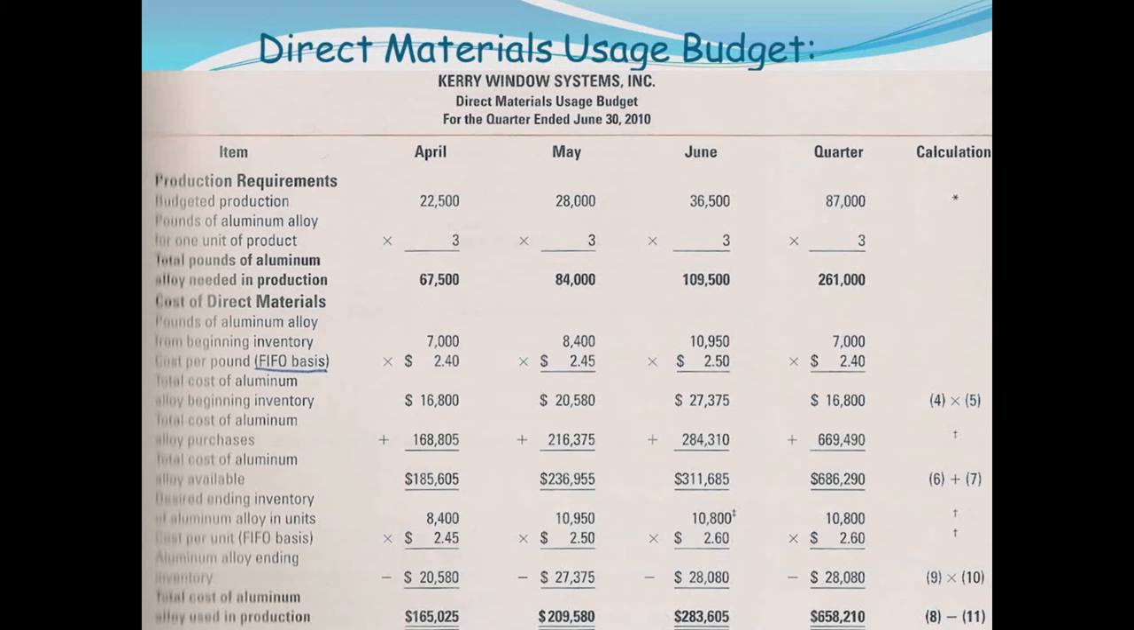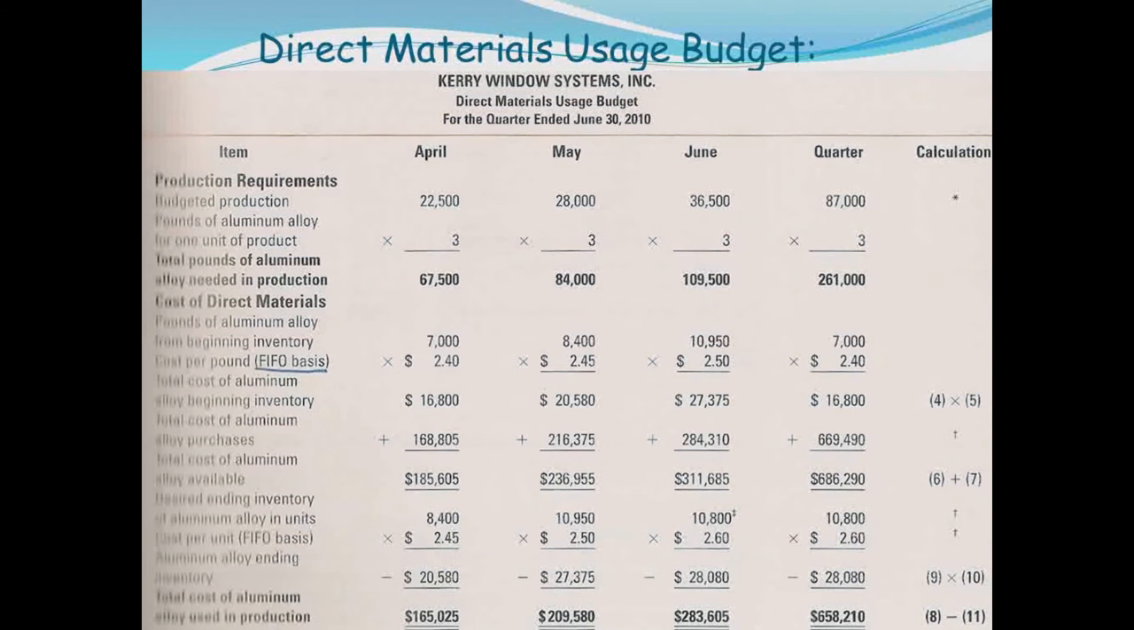So the total cost of your aluminum is the value of your beginning plus the value of what you're buying in that period. You subtract out what you're going to have in inventory at the end, leaving you 165,025 as the cost of the aluminum you're using this period.